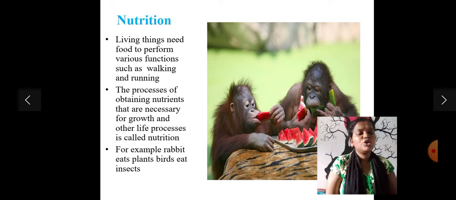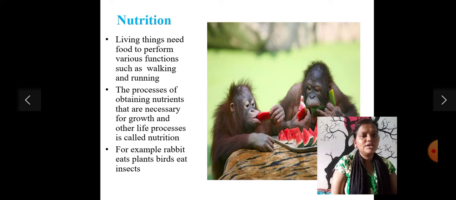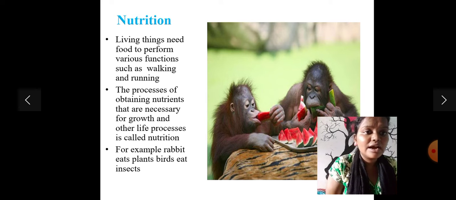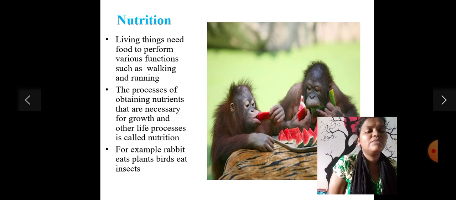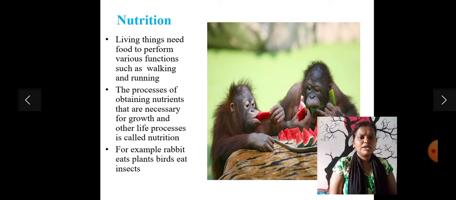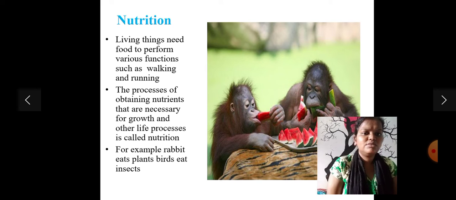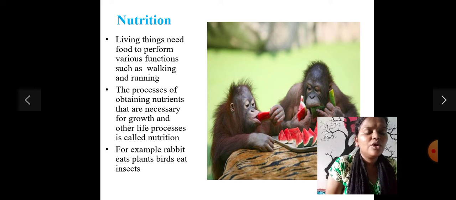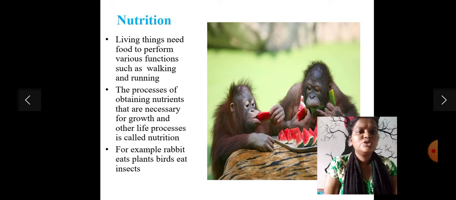In this picture, what can you see? Yes, very good. A monkey is eating a watermelon. Yes, a monkey is also a kind of animal. It will eat all things. A rabbit will eat plants. A bird will eat insects. Okay, this is called nutrition.